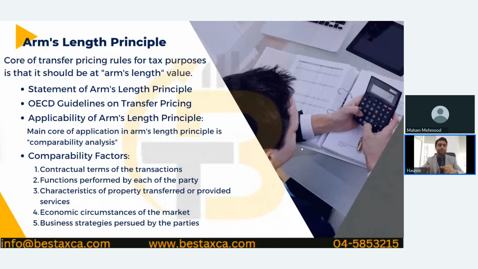So for transfer pricing, the arm's length principle is used widely, which states that all the transactions happening between related parties should be done at arm's length. Arm's length, if we understand it in simple words, means that the transactions happening between related parties should be as if they would have happened between any other independent enterprise or entity.